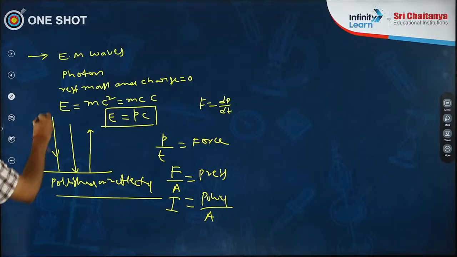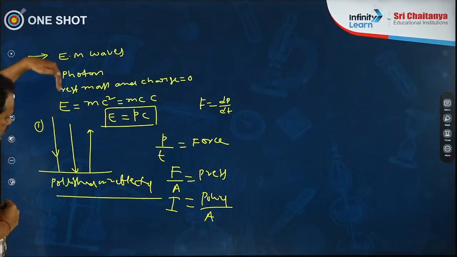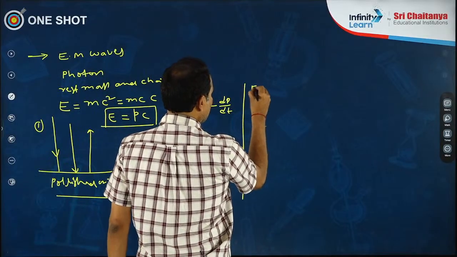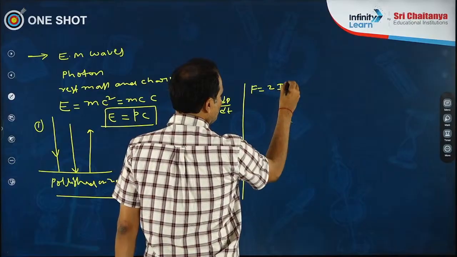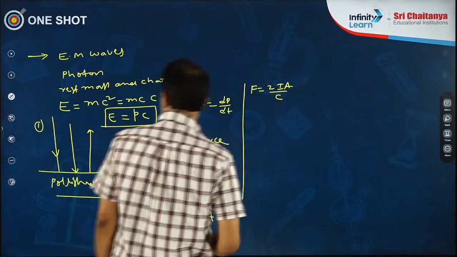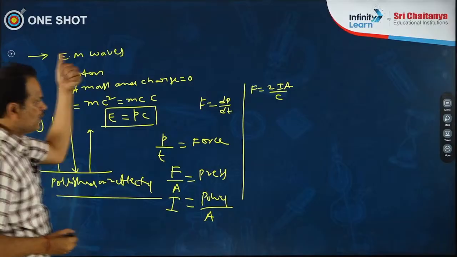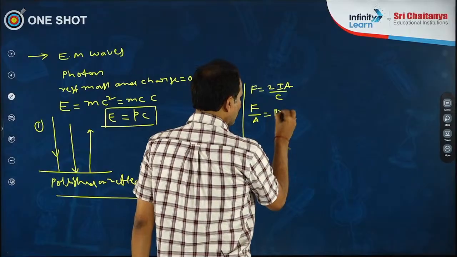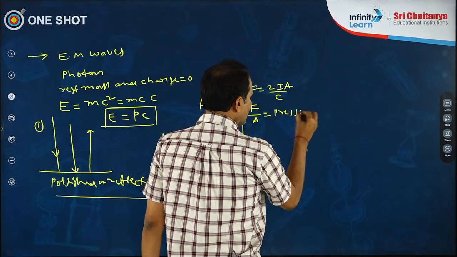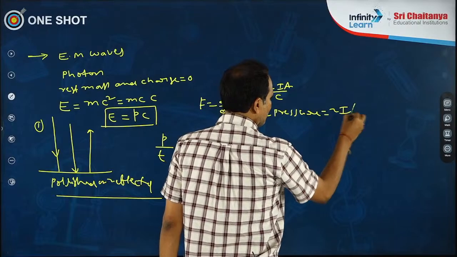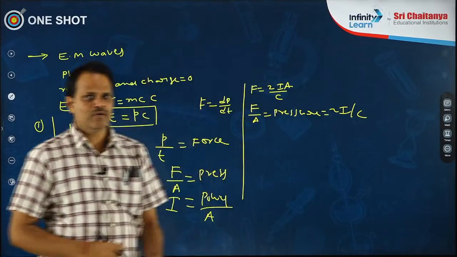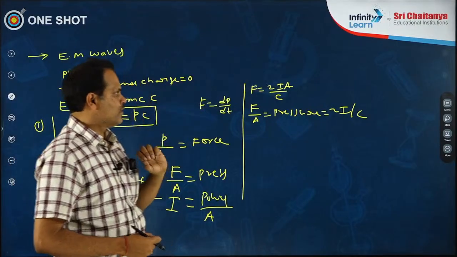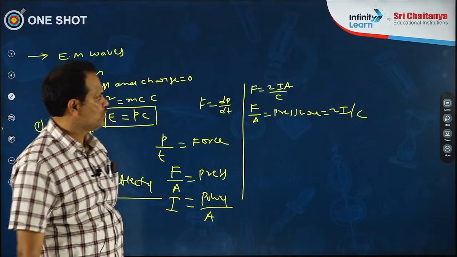Any photon incident normally on a surface, where the surface is a polished or reflecting surface, then the force exerted by the radiation is equal to 2IA by c. Why 2IA by c? One is incident, the other is reflected. Force per unit area is pressure, so the pressure exerted by the radiation is equal to 2I by c. Condition: light of intensity I is incident on a polished surface.